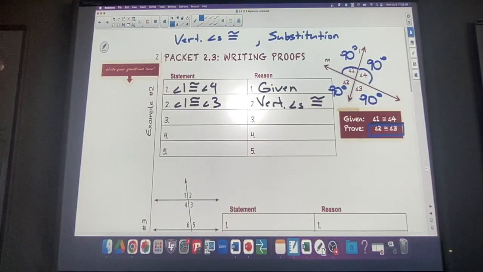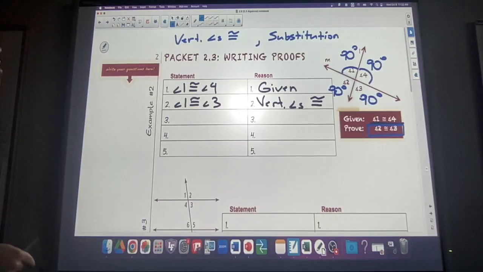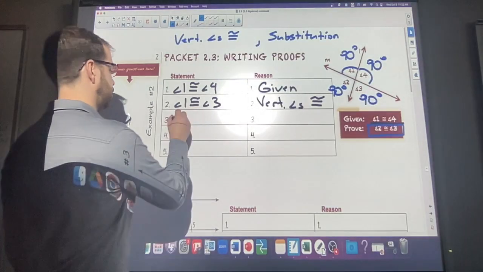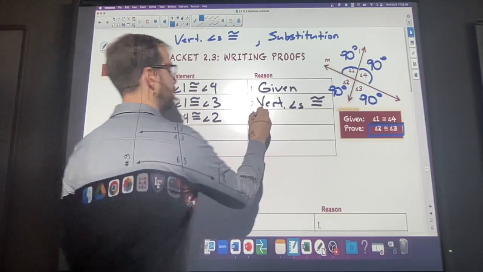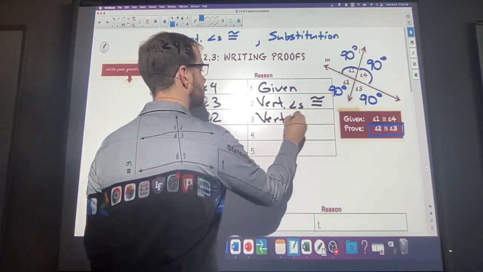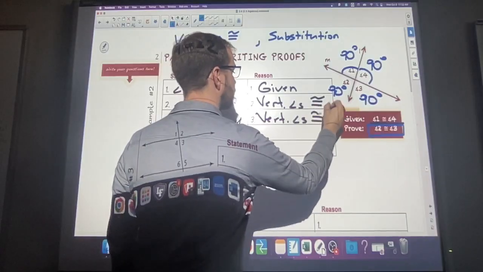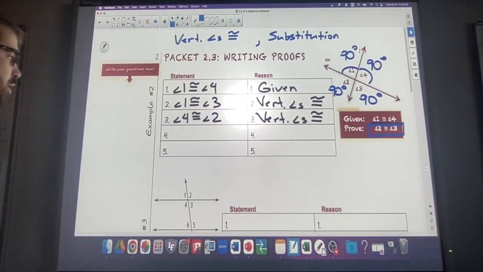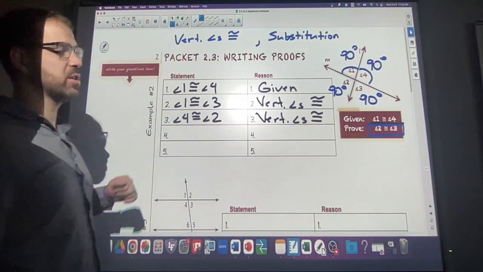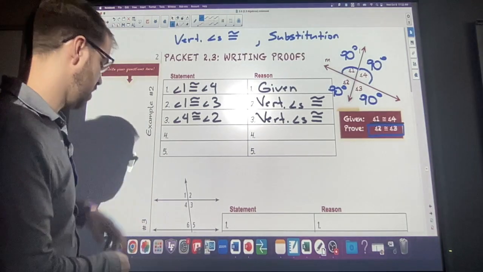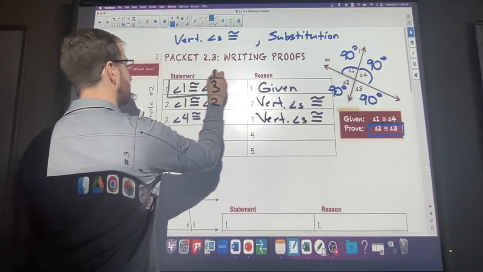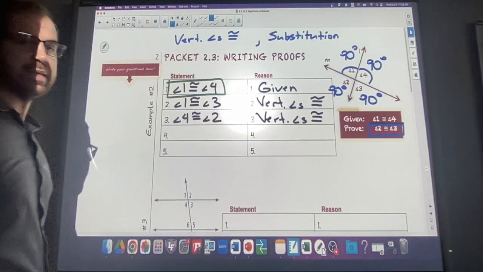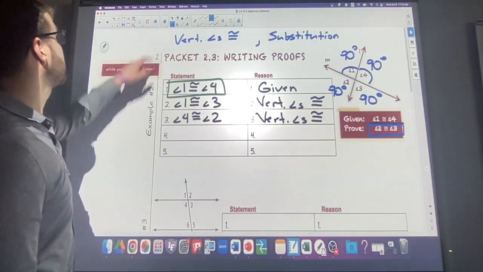All right, let's list the other pair of vertical angles, which would be 4 and 2. So angle 4 is congruent to angle 2. And once again, because vertical angles are congruent. All right, and now we can do a little bit of substitution. Okay, here's what I want to do. I want to take this statement here, and I want to replace each part of it, okay?